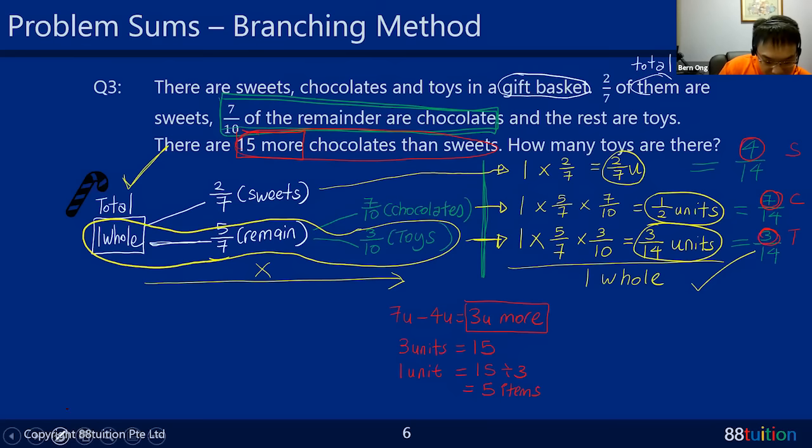Down here, do you see something? Can you see the laser pointer? So down here, the 4 units represents the sweets. This part you should be able to get right.